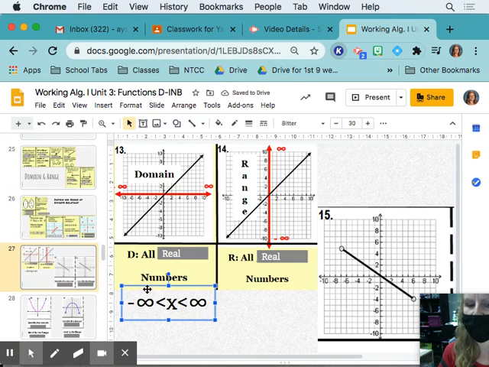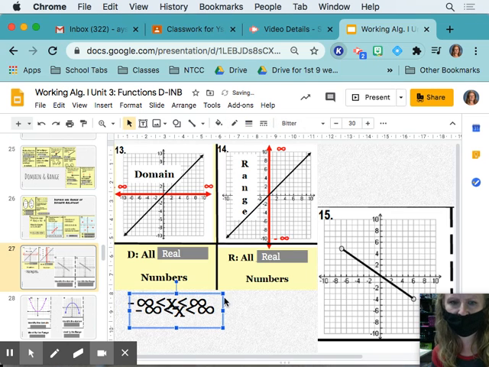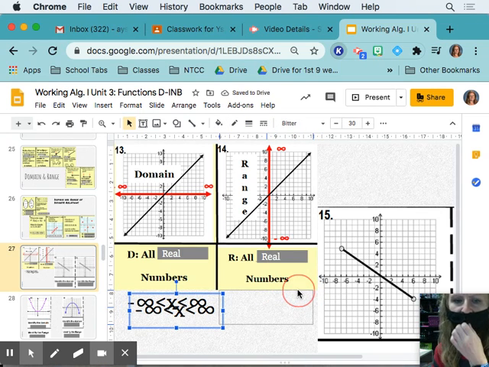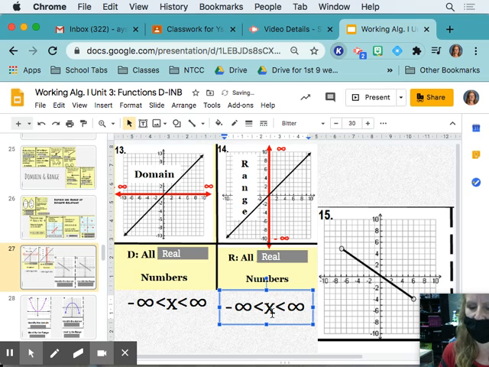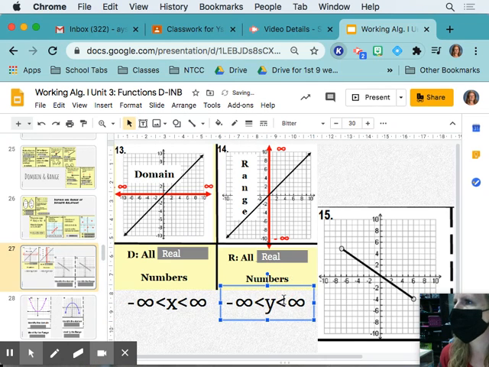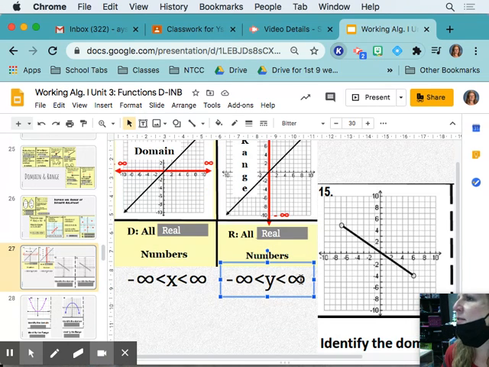And we could write it just like this, negative infinity to positive infinity. So I'm going to copy this and then paste it over here. But the only thing different is the variable that goes with range. Range is your y numbers. So it'd be negative infinity is less than y is less than infinity. That means y is between negative infinity and positive infinity.